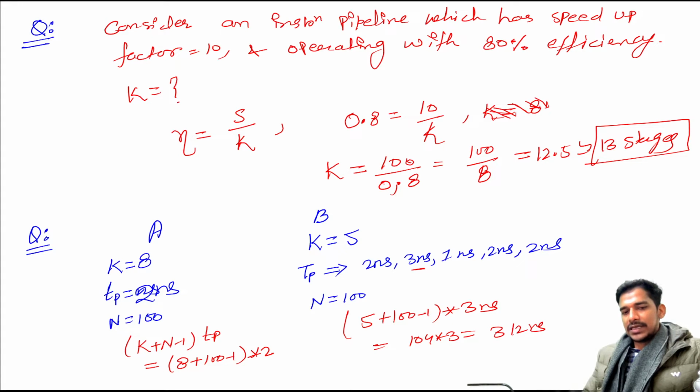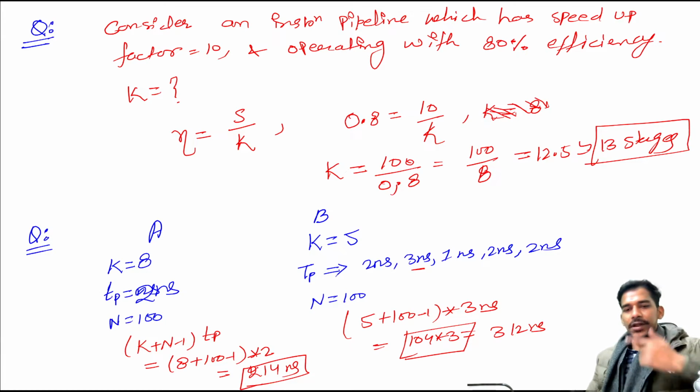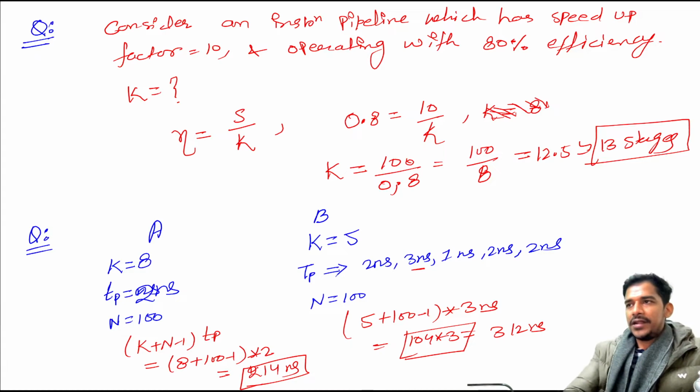And in this case it will take 107 into 2, that is 240 nanoseconds. So you can see how much time will be saved. How much time will be saved if we use A instead of B? 312 minus 240 nanoseconds, that is 98 nanoseconds will be saved, right?